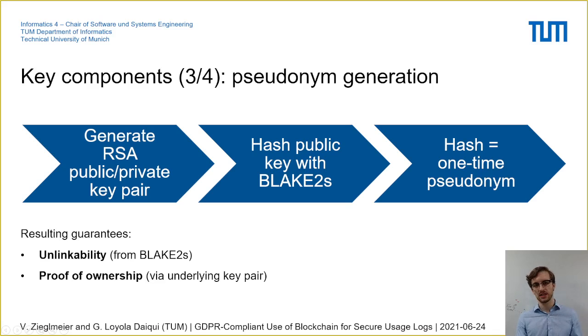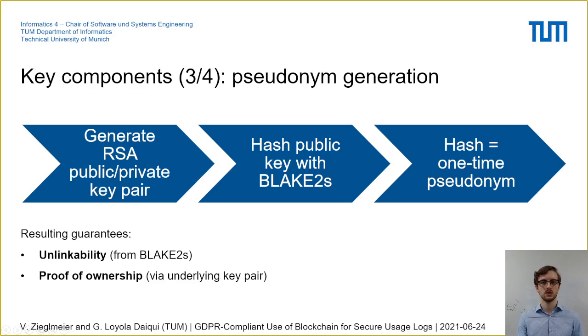The resulting guarantees? Well, because of Blake2s, we have unlinkability, right? It's a cryptographic hash algorithm. Because of the underlying key pair, we have proof of ownership. By signing a message with their private key, any party can prove their ownership of a pseudonym, which is important.